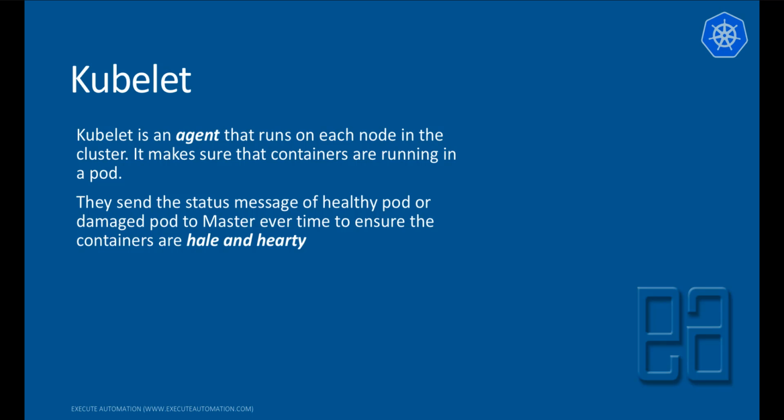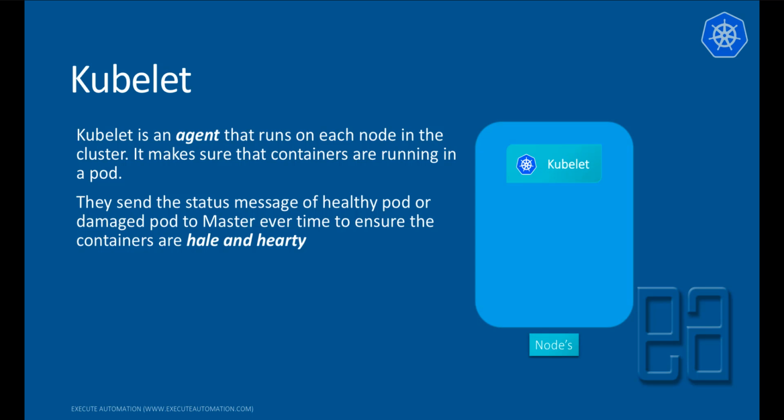The Kubelet is an agent that runs on the nodes in the cluster. It makes sure that the containers are running in a pod. It sends the status message of healthy pods or damaged pods to the master every time, to ensure that the containers are hale and hearty. Basically, this is the one responsible for talking with the Kubernetes master and ensuring that the pod running inside the node is healthy or damaged.